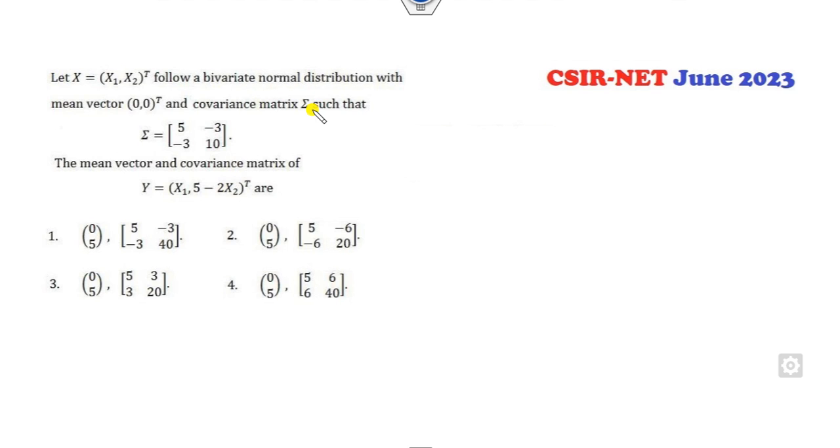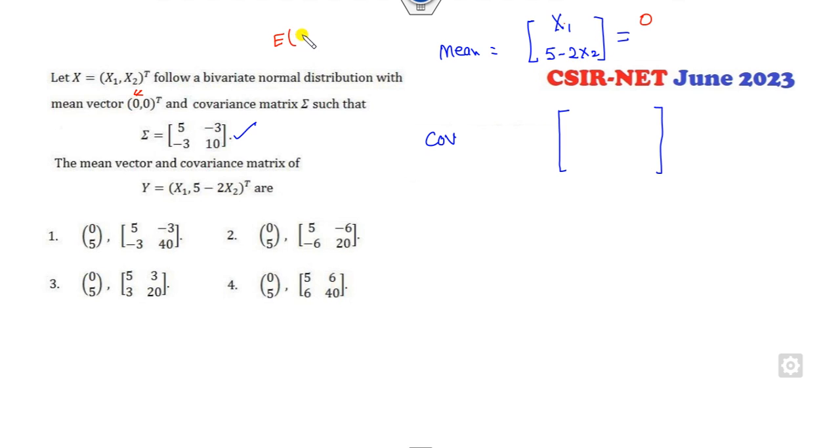Okay, x and y are bivariate normal distribution. The covariance matrix is given to you. You have to find the mean and variance of this. Firstly, I can find the mean of x1 and 5 minus 2x2. So the mean is very simple. What is the mean of x1? 0. I can find the expected value of 5 minus 2x2. This is 5. So the mean is 0 and 5. Now how can you find this? I can write this matrix here. Fine.